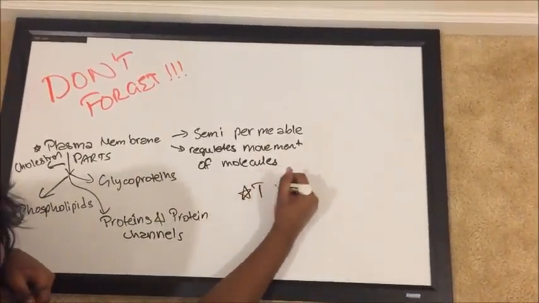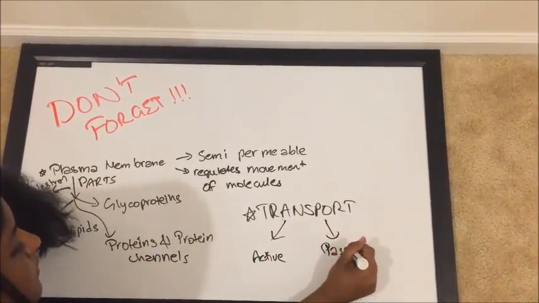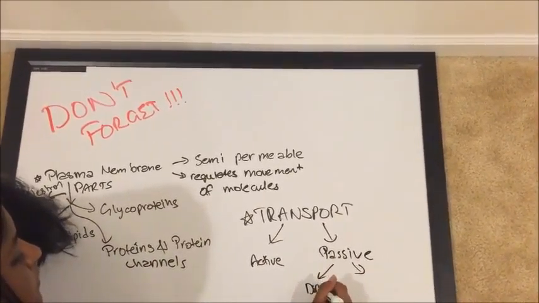Two types of transport are active and passive. Passive transport includes diffusion and osmosis.